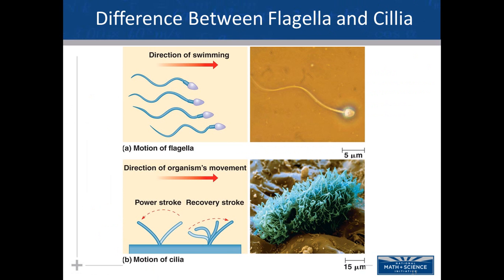The difference between flagella and cilia is the length and the number. Flagellated cells will have 1 to 8 flagella. Ciliated cells can have thousands of these structures. Also, flagella are longer than cilia, so as they move, the flagella move in a wave-like motion, whereas the cilia move like the oars in a rowboat.